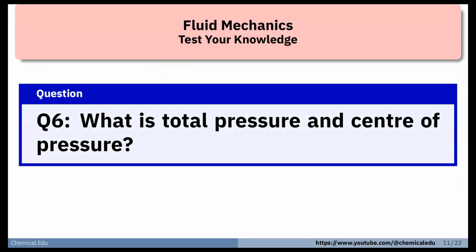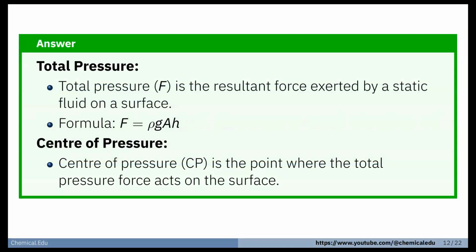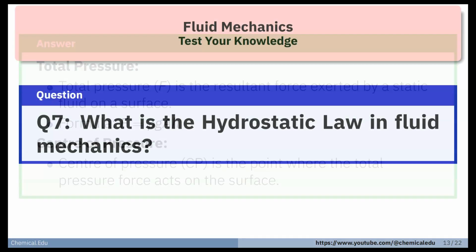Now what is the total pressure and center of pressure? Total pressure F is the resultant force exerted by a static fluid on a surface. The formula is F equals rho g A into H. What is the center of pressure? Center of pressure is the point where the total pressure force acts on the surface.